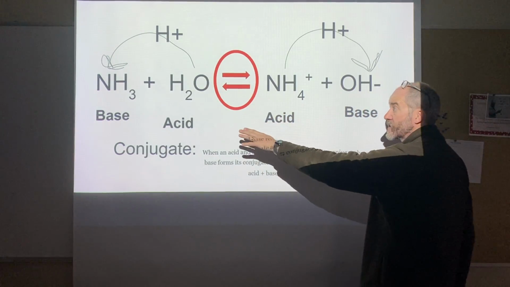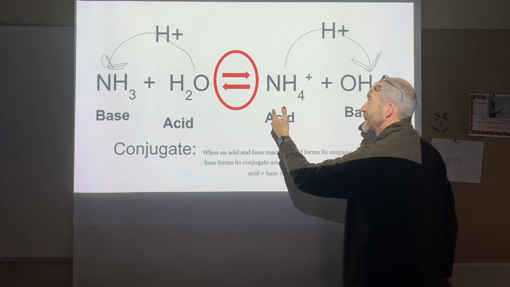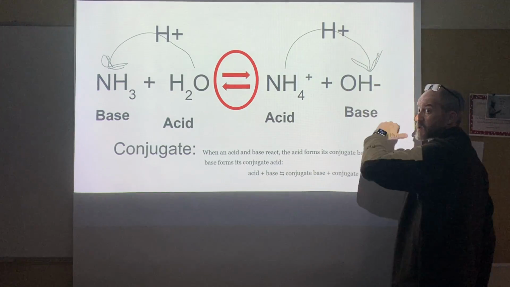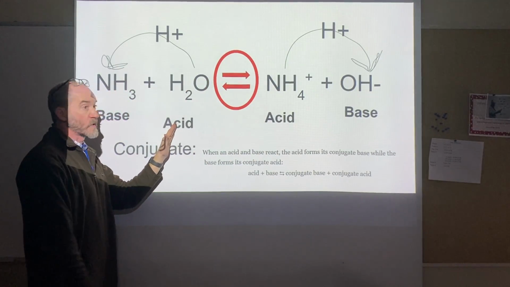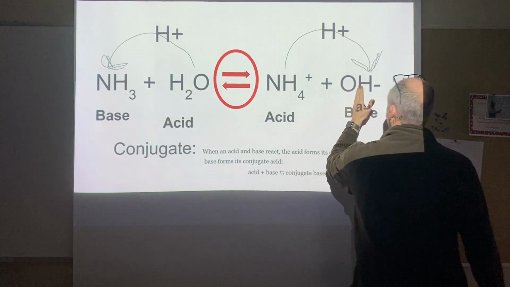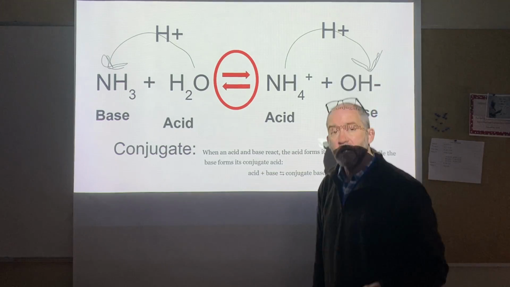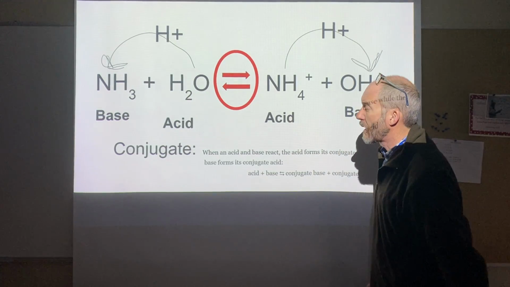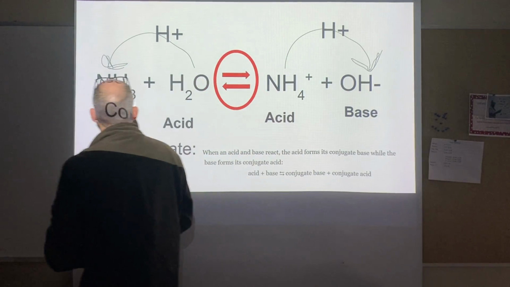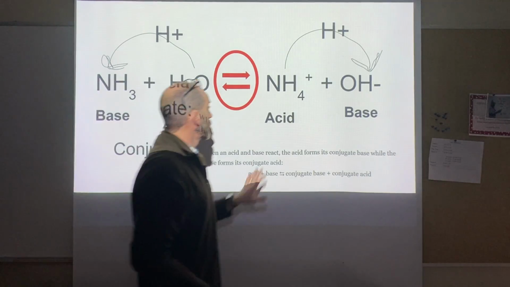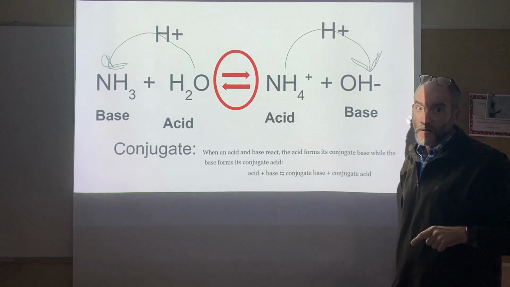You can see that this ammonia that was acting as a base is now acting as an acid because it's donating its proton. And while water was originally acting as an acid, now this OH- is going to act as a base. Why? Don't forget the fundamental definition by Bronsted Lowry. If you donate, you act as an acid. If you accept, you act as a base.